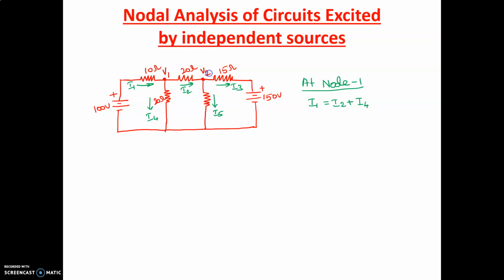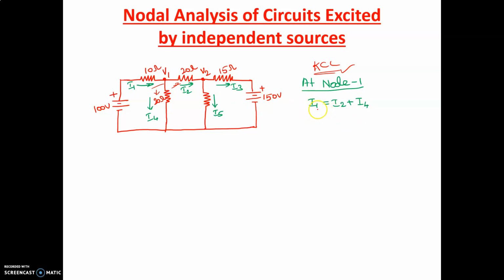The node 2 potential is V2, and I have also marked the current directions. That is, for each branch I have assigned one current. So at node 1, I'm applying KCL. What is KCL? Sum of incoming current is equal to outgoing current. The incoming current is I1, and I4 and I2 are leaving from the node.